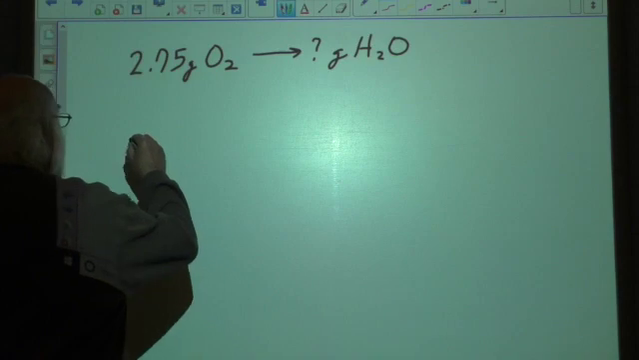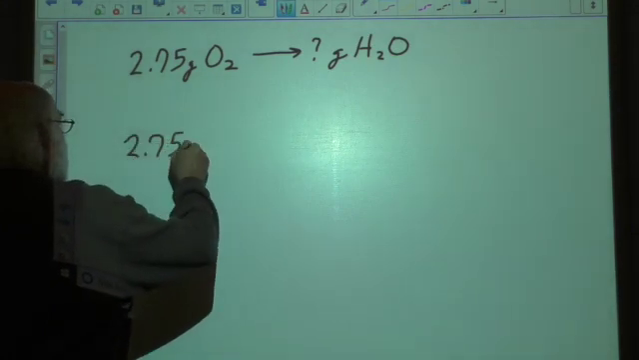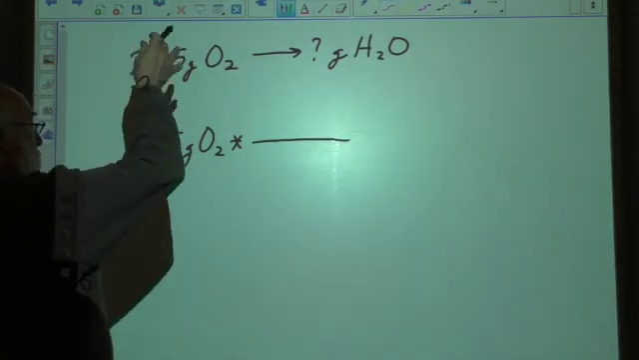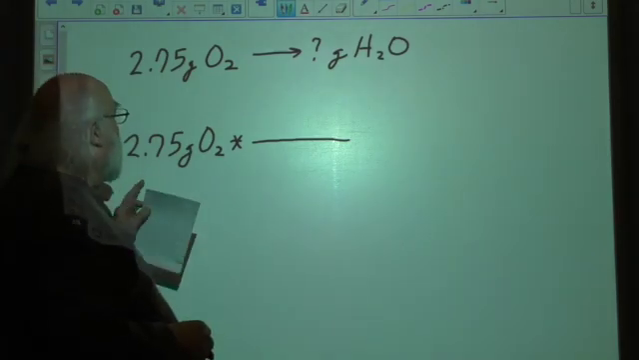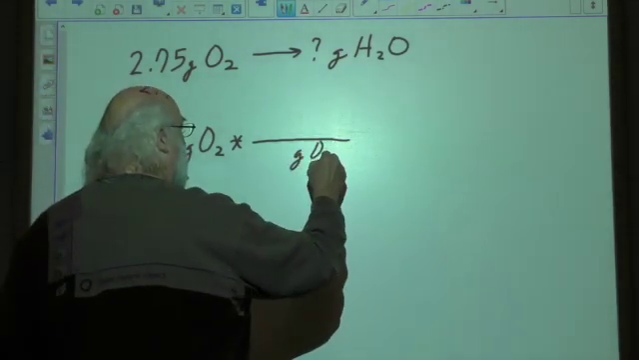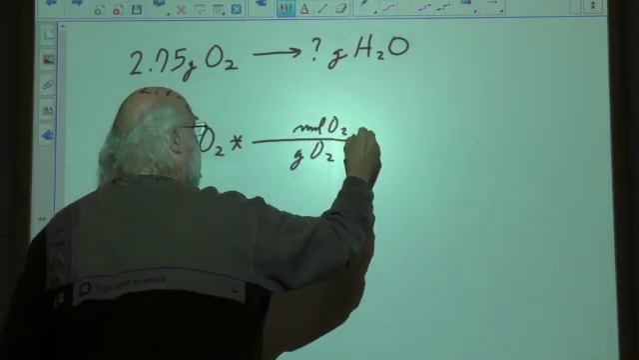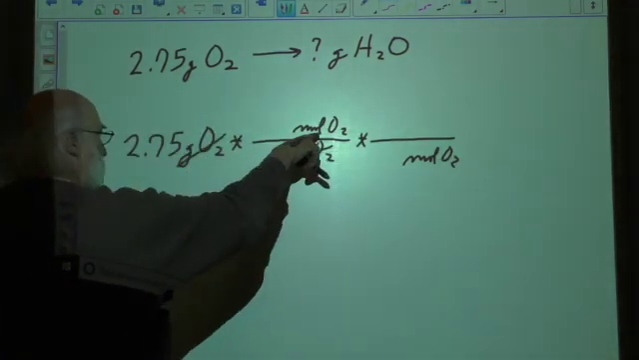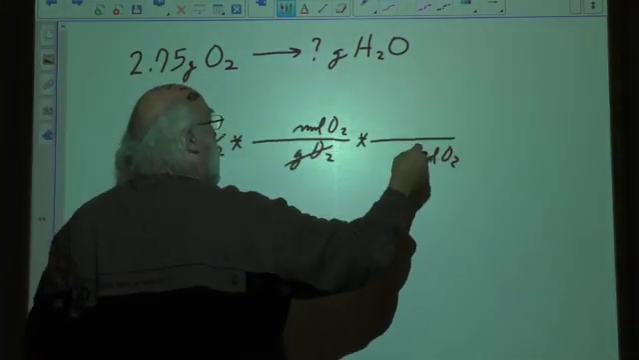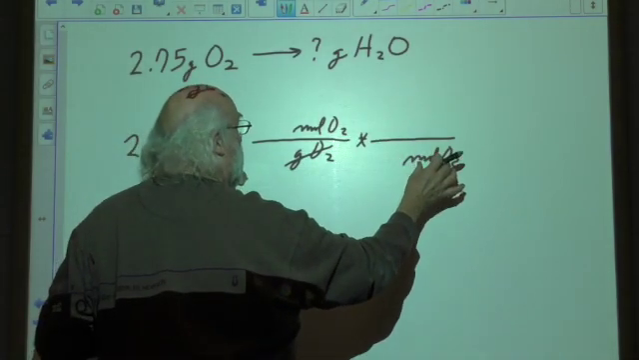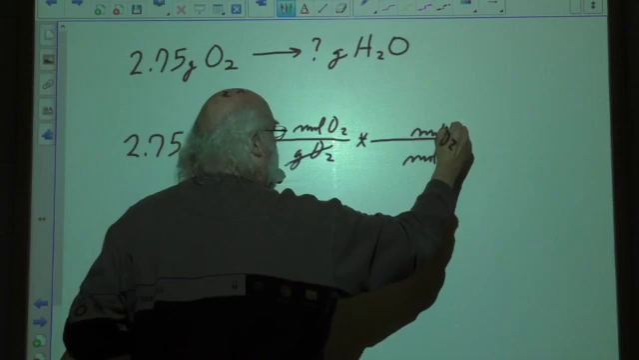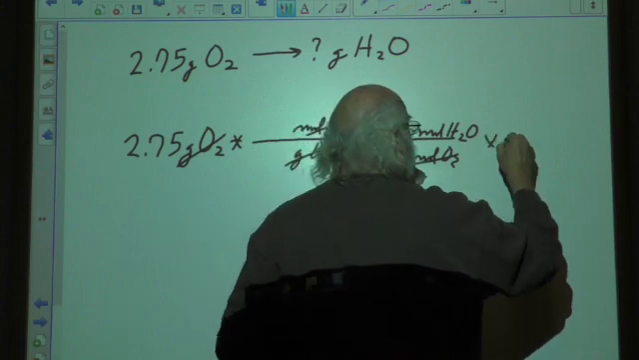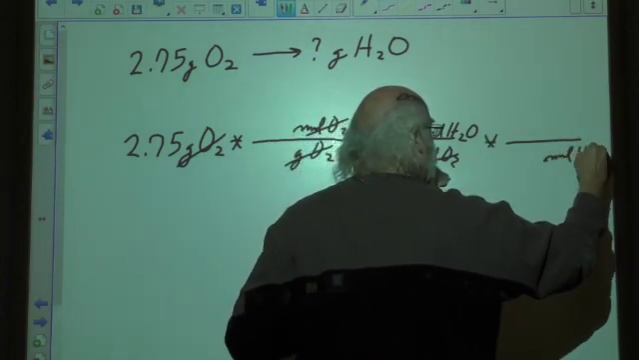So we start with 2.75 grams of O2. And again, we're going to go through, using that equation on the previous page, changing grams of oxygen to moles of oxygen, cancelling out the grams of oxygen. So moles of oxygen left, moles of oxygen down here. We want to change that to water, but we can't change to grams of water. We have to change to moles of water because we can only change one thing at a time in each step of the conversions. And then we change moles of water to grams of water.